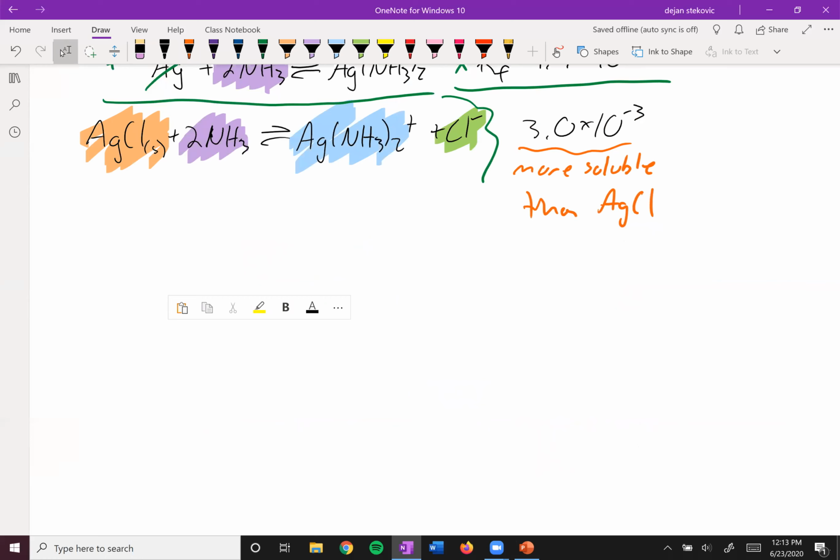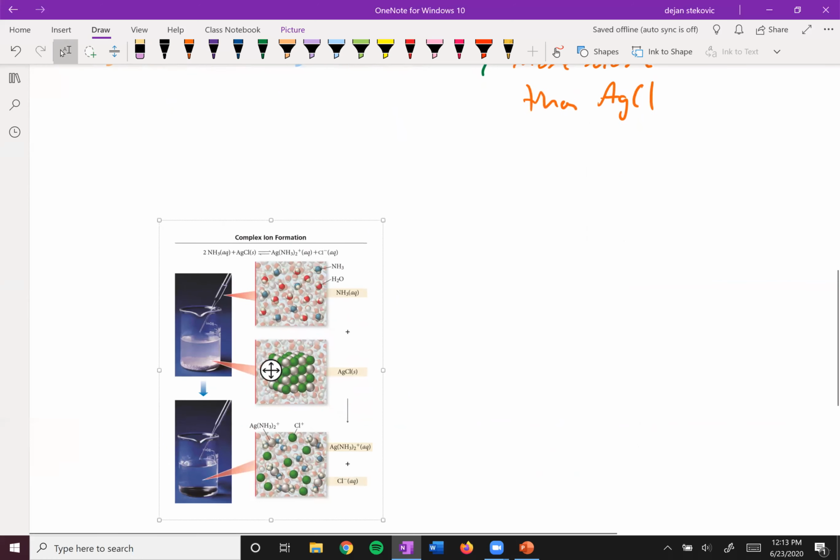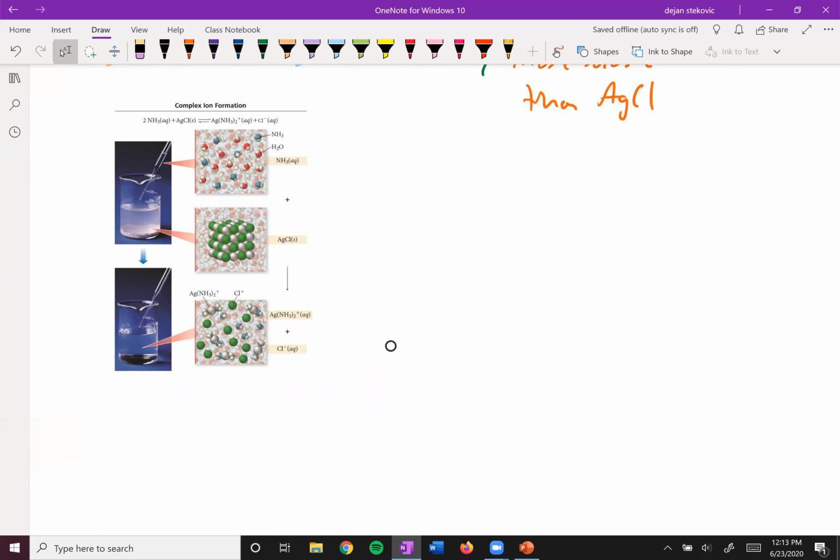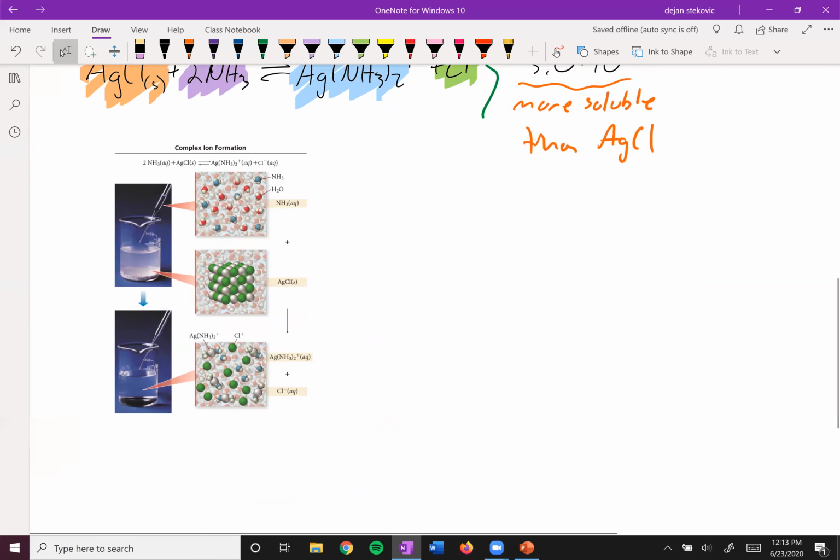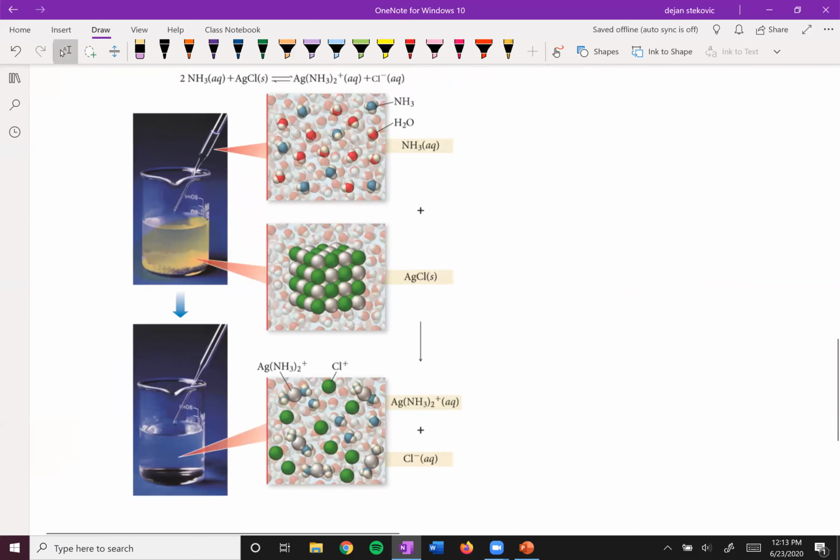And so that's what this picture right here shows. In this top solution, you have your silver chloride and it's precipitated out. And then what you're going to add to it is some ammonia, and you can see that your stuff dissolves. So we'll see a lot of this in our qualitative analysis labs.